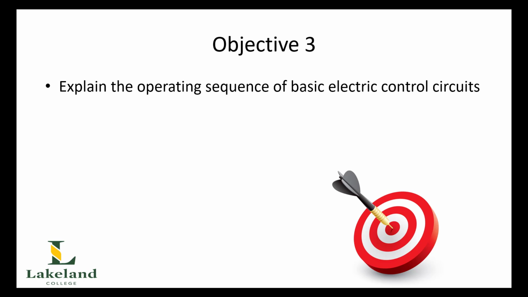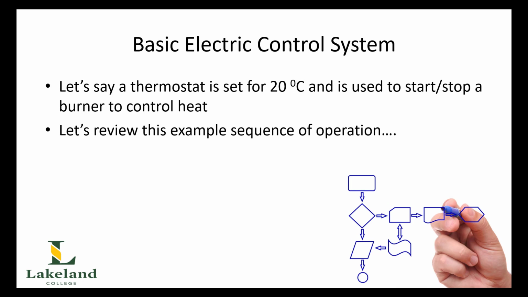Welcome back to Objective 3 in Chapter 6 of Unit 9 in our 4A series. In this objective, we're going to explain the operating sequence of basic electric control circuits. And you'll be happy to hear that this is a very short objective that we can wrap this chapter up with.